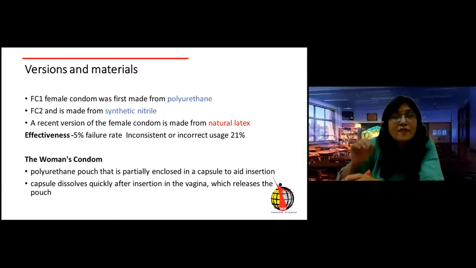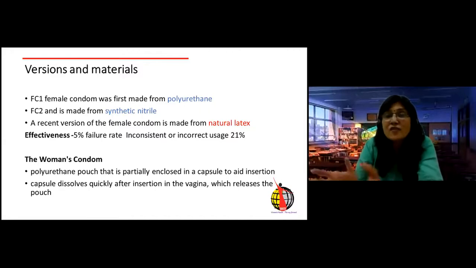Now, there is one female condom which you should know about. It is called the woman's condom. That's a brand name for it. It is a polyurethane pouch. Routinely, an open condom is available, like a male condom. But the woman's condom is available as a capsule. Just like the pessary which we advise to our patient, it is available as a capsule, and that capsule is inserted in the vagina. It quickly dissolves and releases the condom, and the patient can very well use it very nicely.